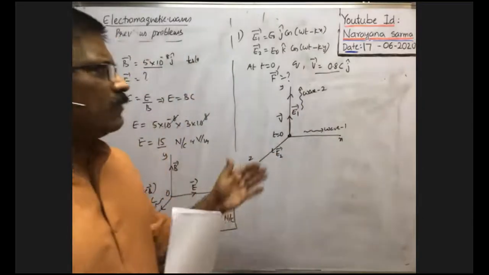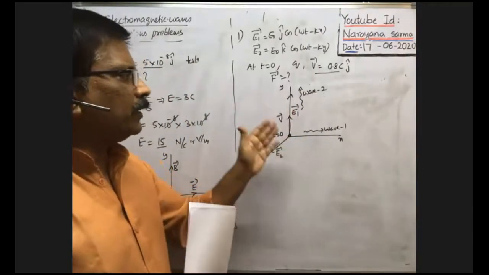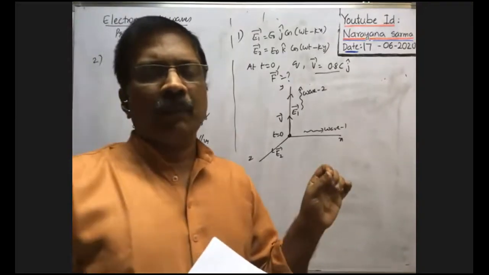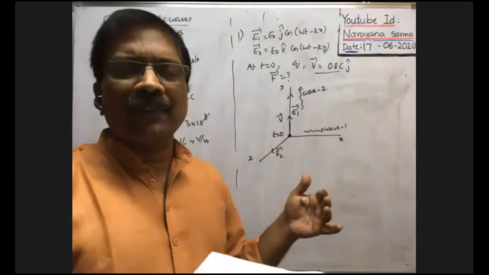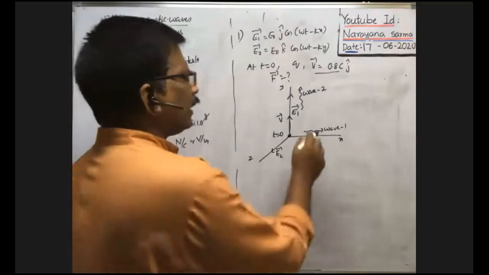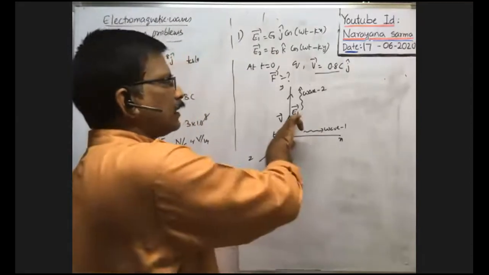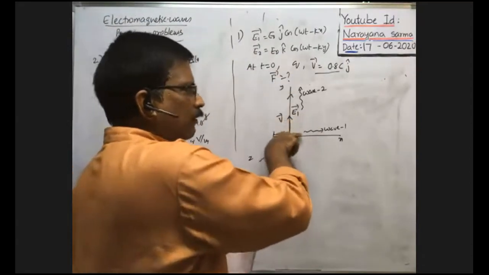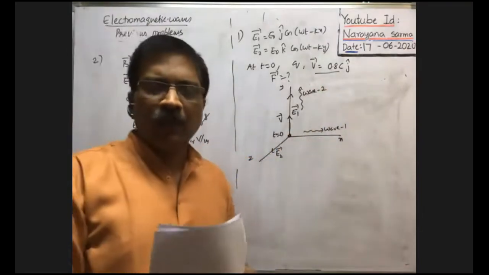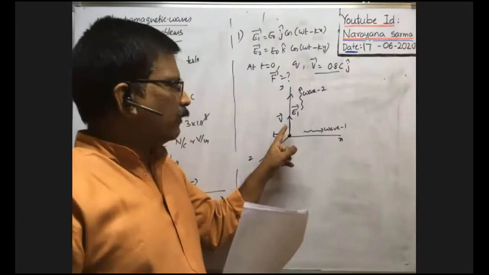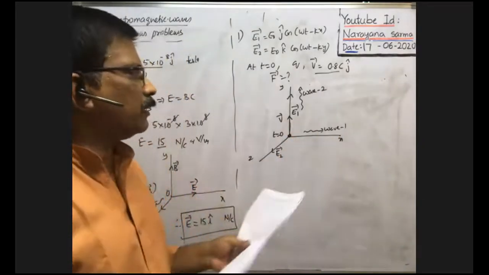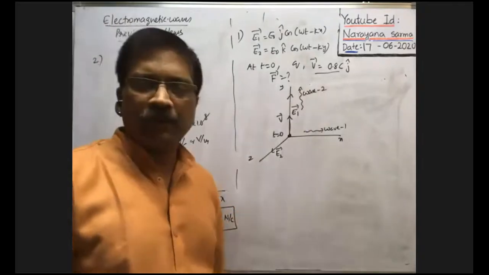Then what is the direction of the magnetic field due to the first wave and the magnetic field due to the second wave? Of course, finding the magnitude of the magnetic field due to the two waves we can calculate very easily. But the direction is important. Here in case of the first wave, the electric field is in this direction and the first wave travels towards positive x-axis. That's why, what is the direction of the magnetic field? Tell me.